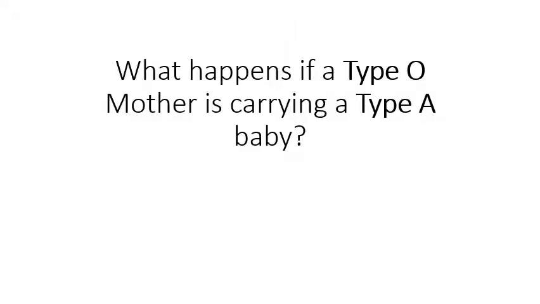Now there's another interesting thing. What if a mother is type O blood and she's carrying a type A baby because the man that she conceived the child with, her husband or boyfriend or whatever, had blood type A, right? So now you have a woman who has type O blood who's carrying a baby that has type A blood. Will the mother's antibodies destroy the baby's blood cells? Okay, so let's see what happens in that case.